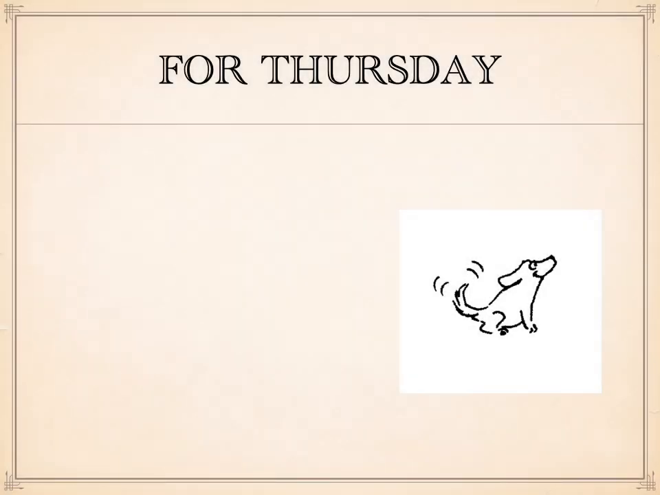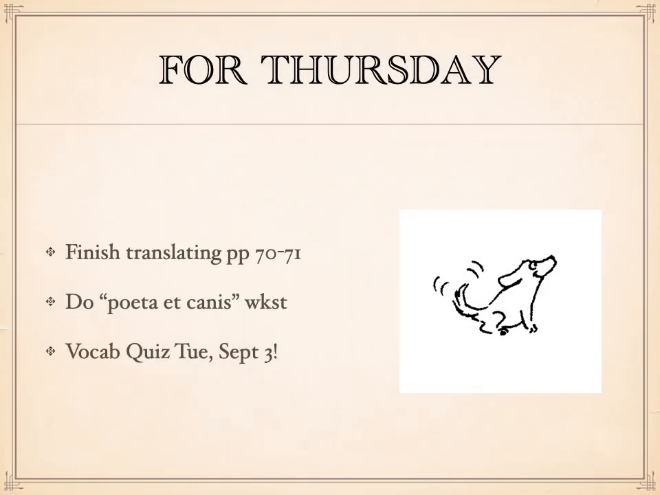Also, for next time, you should finish translating pages 70 to 71. You should also do the Poeta et Canis worksheet that's attached on the lesson in Moodle. And just as a reminder, there is a vocab quiz on Tuesday, September 3rd. Let me know if you have any questions.